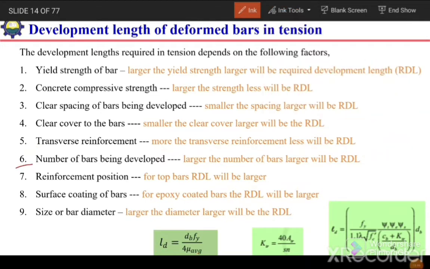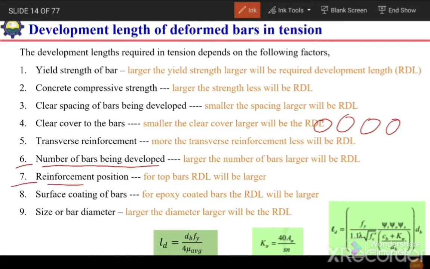Okay, next is number of bars being developed. If the number of bars being developed is more, definitely the space between the bars will reduce. When the space is reduced, we have seen the development length will increase. Required development length will increase.